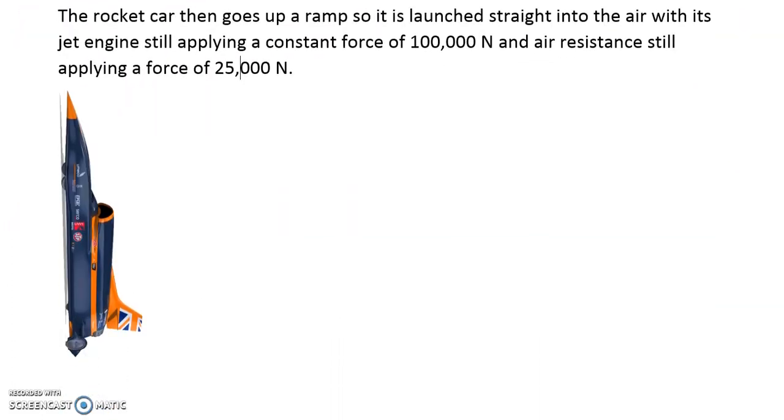So the rocket car then goes up a ramp, so it's launched straight into the air with its jet engine still applying a constant force of 100,000 newtons, and the air resistance is still applying that force. So probably should put a question in there. We want to know now, what is the acceleration? And we also now know from our previous problem that the mass is 6,250 kilograms.